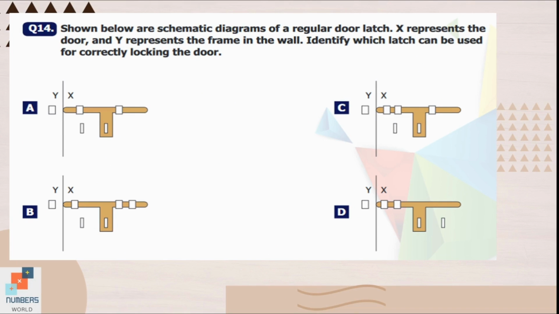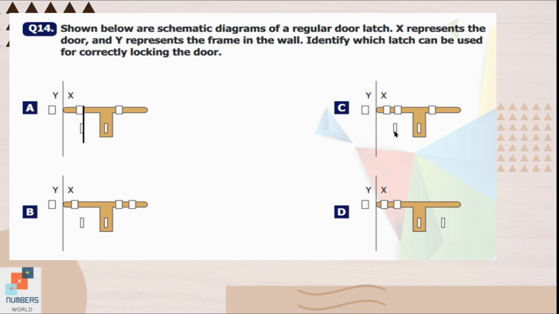So question number 14, shown below are schematic diagrams of a regular door latch. X represents the door and Y represents the frame in the wall. Identify which latch can be used for correctly locking the door. In option A, the hook is in the way of the slide holder, so we cannot close the latch easily. In option B, there is enough space to close the latch and lock the door. So we can consider this as our option, but let's check other options as well.